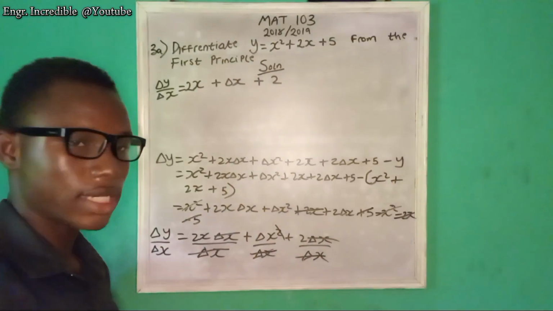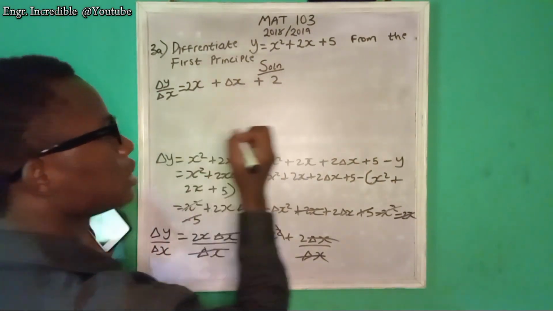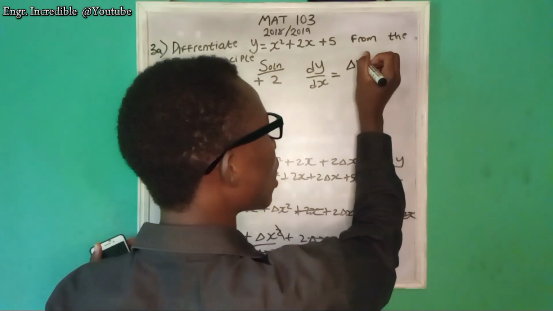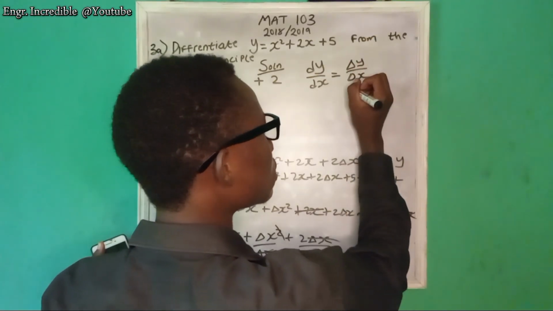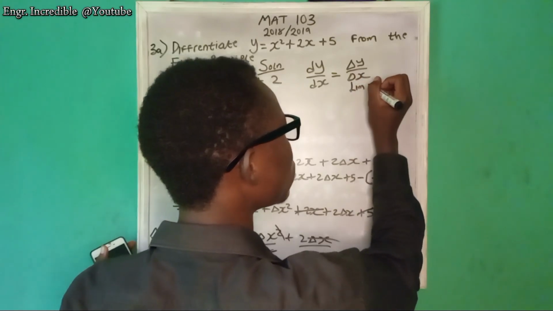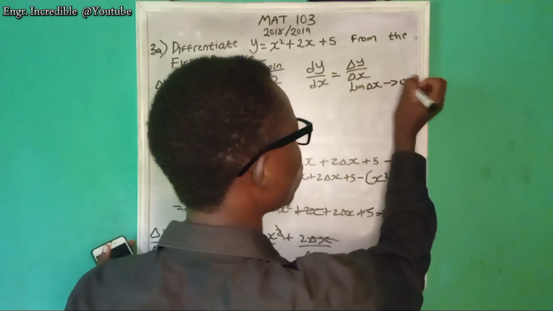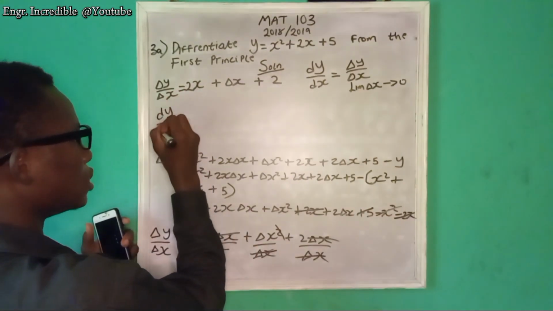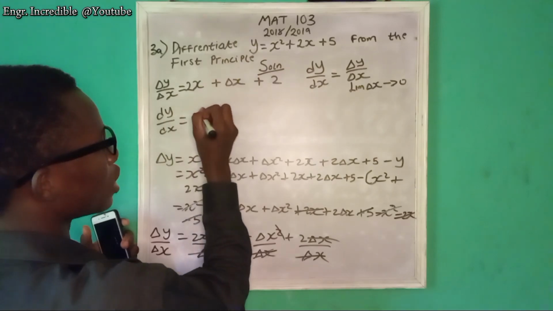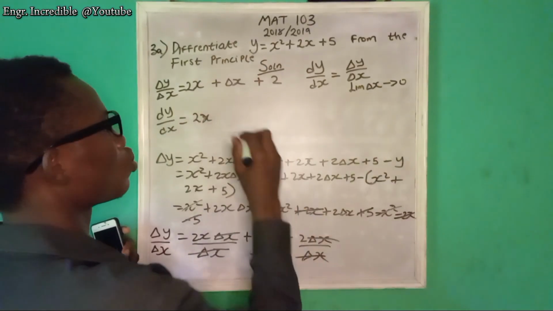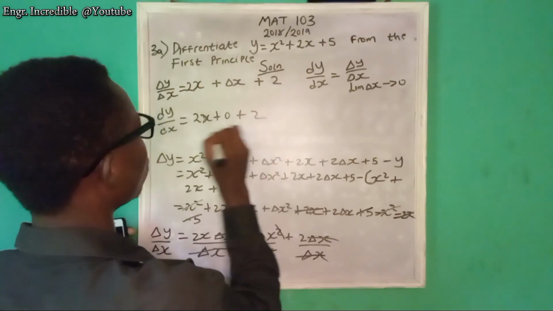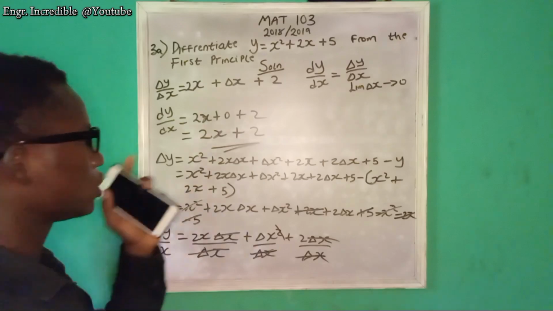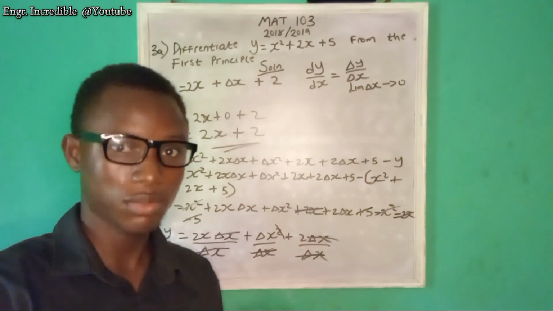So dy dx here is not the same as delta y over delta x. dy dx is equals to the limit of delta y over delta x when delta x tends to 0. That is when it becomes dy dx. So therefore our dy dx here is equals to 2x. Delta x here tends to 0, so we have plus 0 plus 2. Our final answer will be equals to 2x plus 2. So this is differentiation using the first principle.